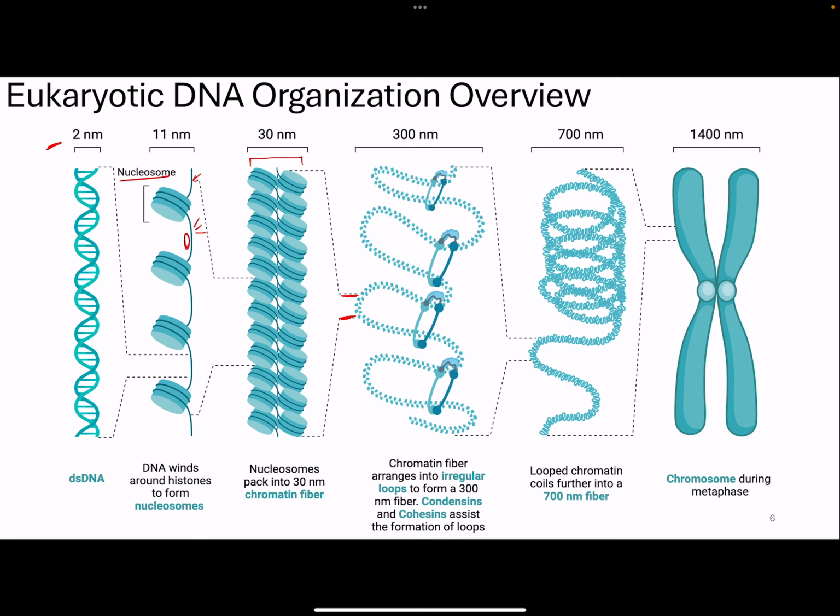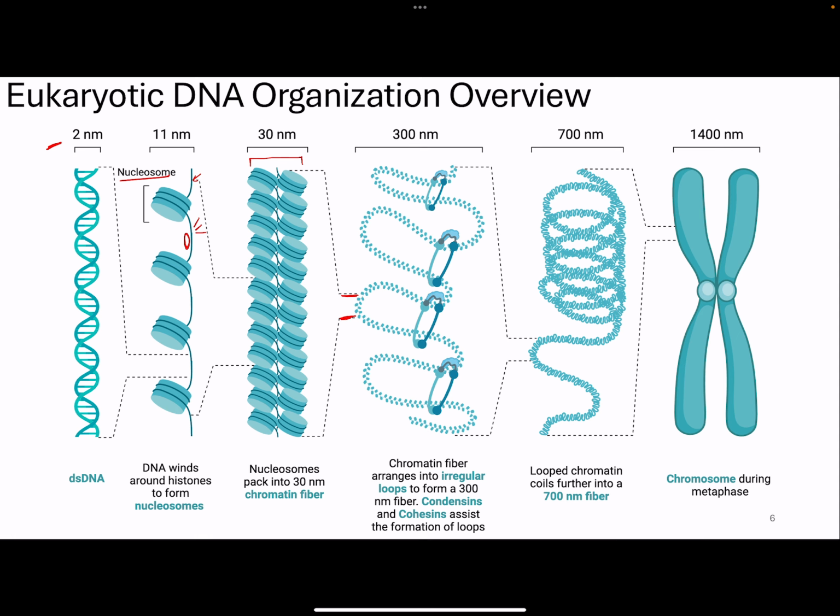We have additional proteins that are involved in compacting and condensing the chromatin so that it will fit in the nucleus of the cell. So the primary proteins involved here are condensins and cohesins. We also talked about the role of topoisomerases that can help manage the twisting of the DNA as it is compressed into smaller and smaller places.